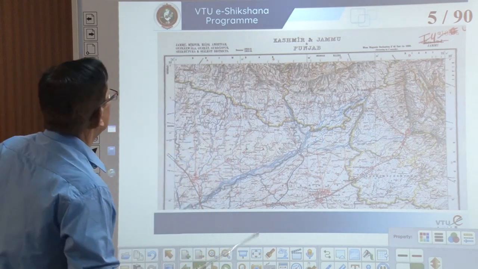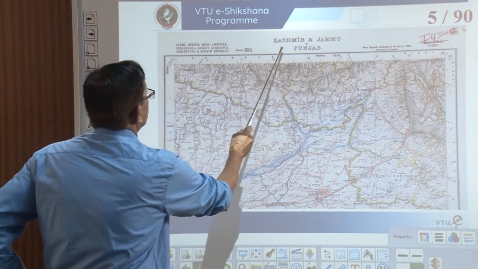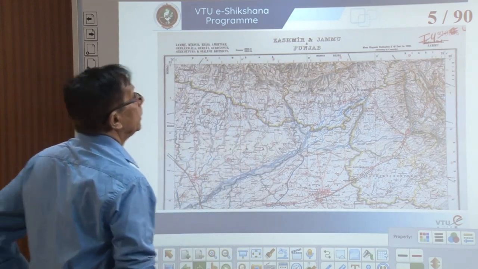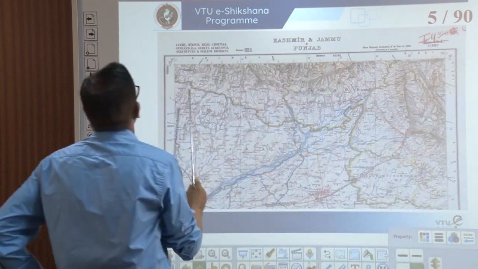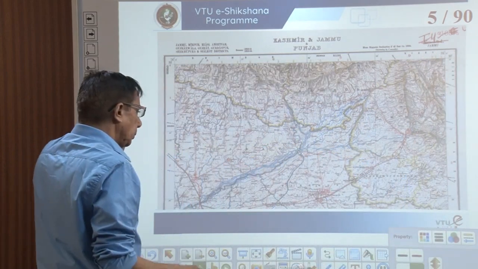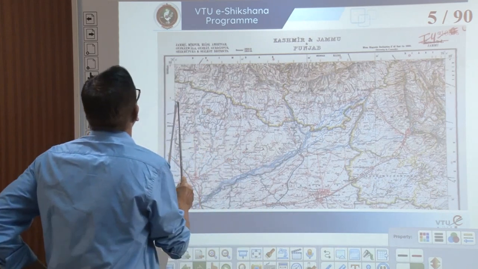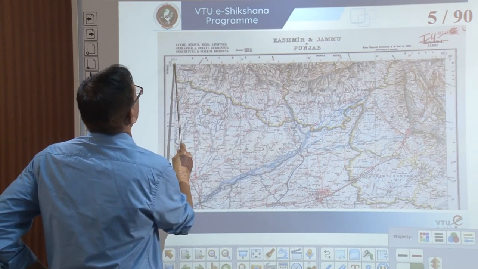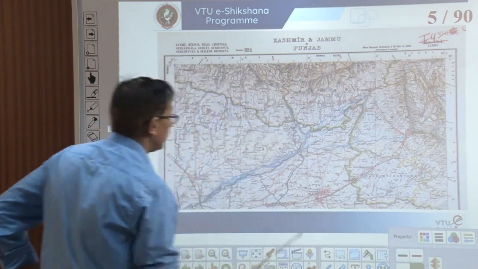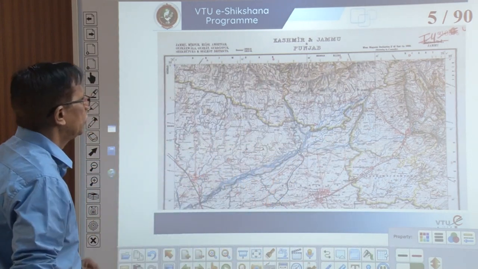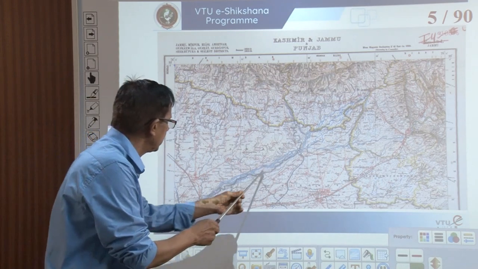Now, see, this is a topo sheet of this part. Now we have the topo sheet number provided. I will show you in some other. And these are the latitude coordinates which we have. The scale is provided here. This is an example of a topo sheet, with rivers, etc.